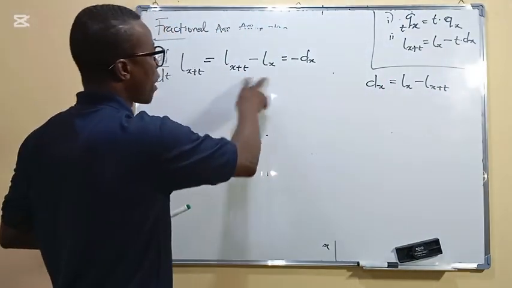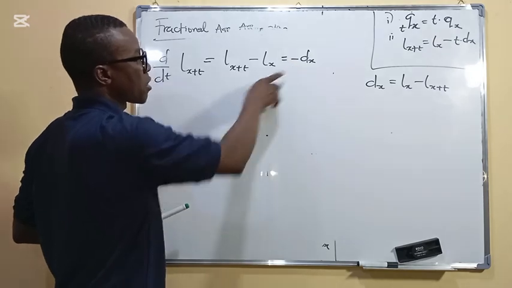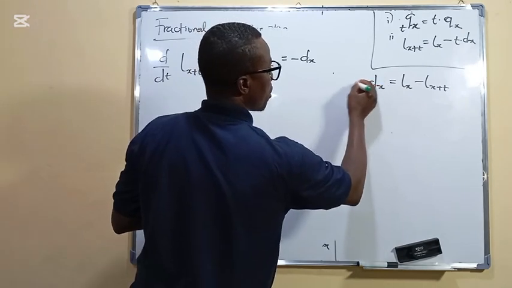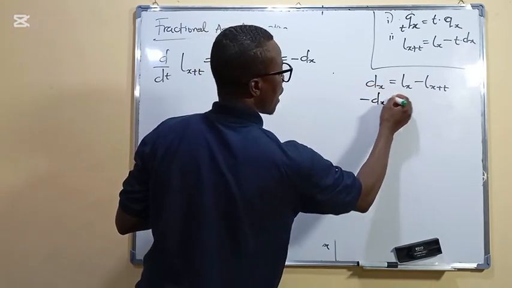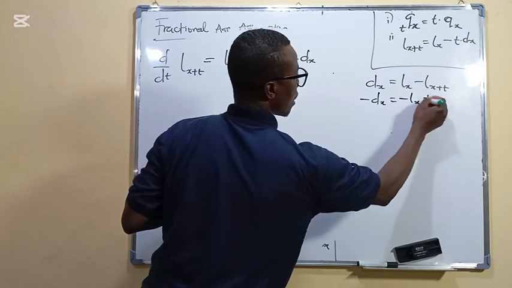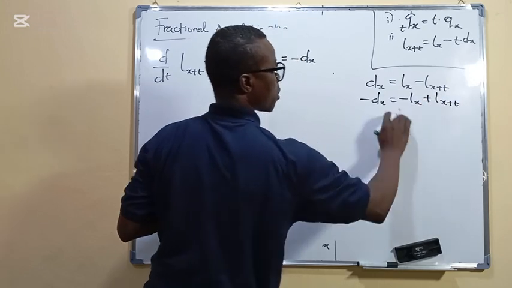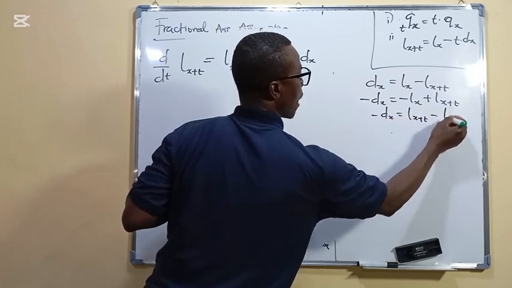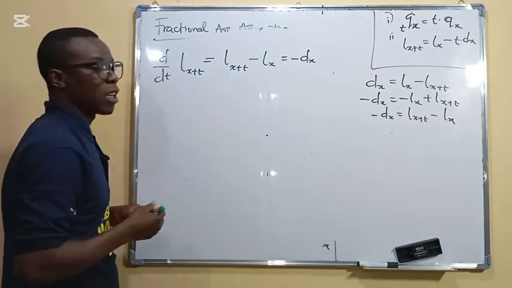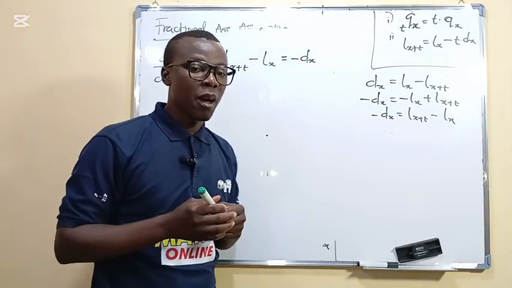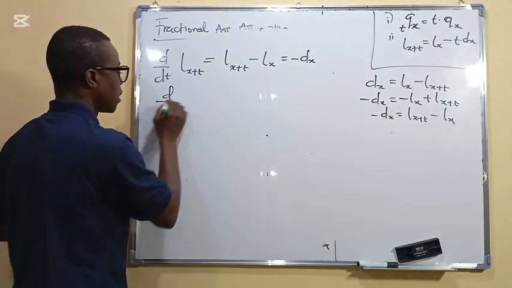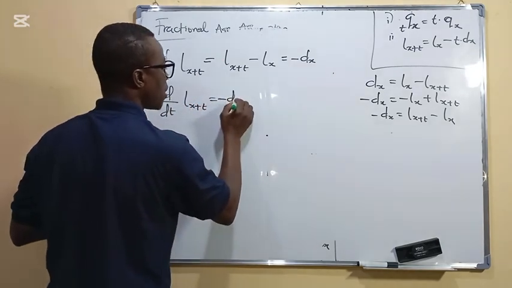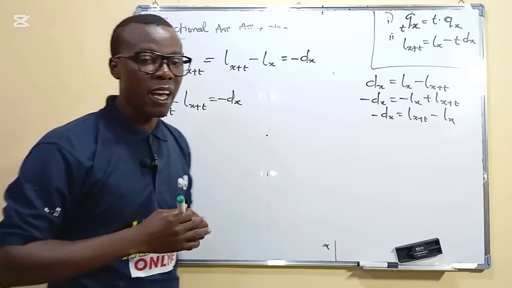So when I convert this, you could see that I'm introducing the minus here. If I introduce the minus here, this becomes minus dx, and this will give me minus lx, and this will give me plus lx plus t, which when I rearrange that, I should have lx plus t minus lx, which is exactly what I have in here now. So looking at this, I'm going to say d over dt of lx plus t is equal to minus dx that I have in here.